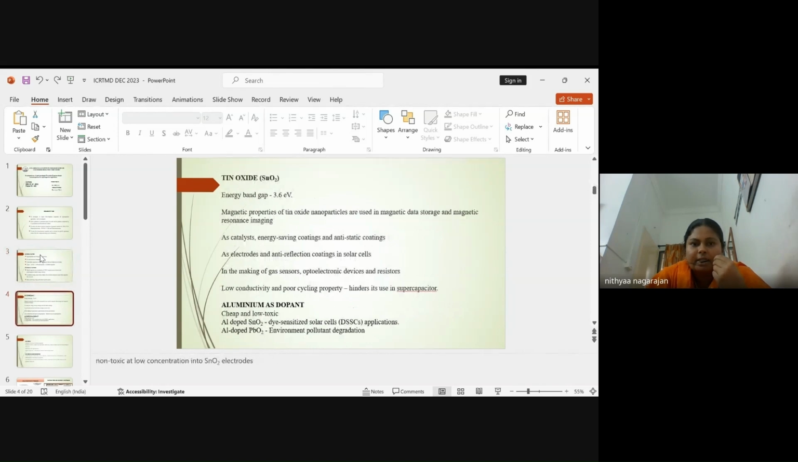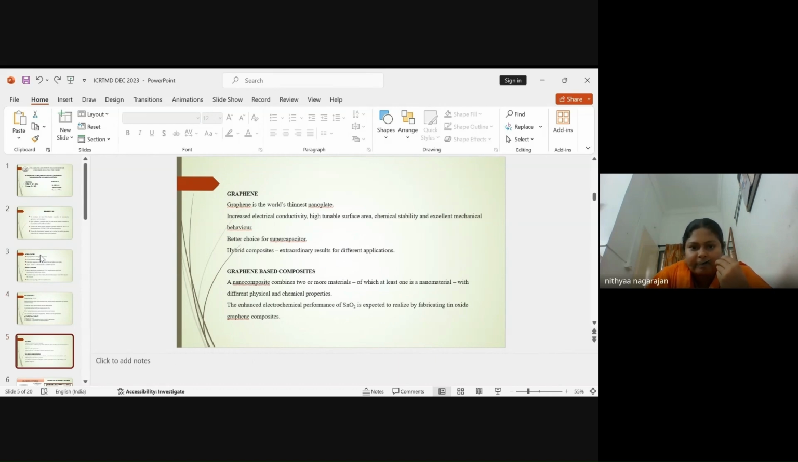The advantages of the title compounds include the energy band gap of 3.6 electron volt as catalysts and energy saving coatings and anti-static coatings in making of gas sensors, optoelectronic devices and resistors. But yet they are rarely used in supercapacitors due to low conductivity and poor cycling property, which is enhanced by doping aluminum, which is used in DSSC applications and environmental pollutant degradation. Aluminum doped zinc oxide is further used as a transparent conductive oxide, which triggered me to use that compound as a dopant for enhancing the supercapacitor application work.